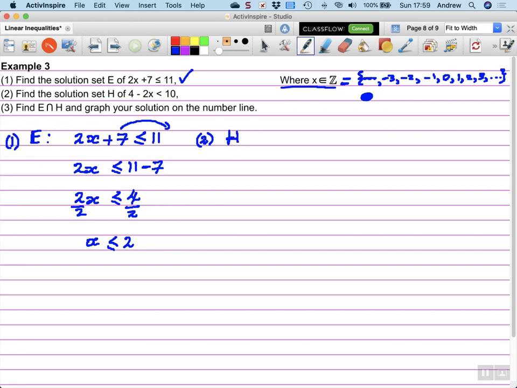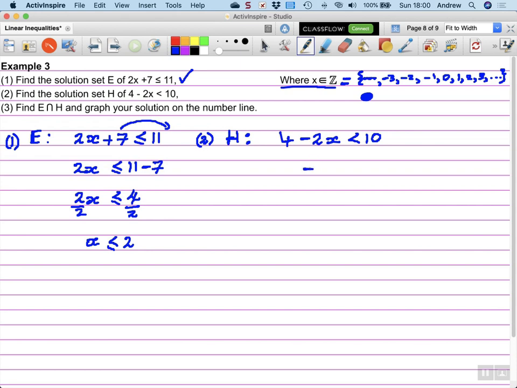And the set H is equal to 4 minus 2x is less than 10. I do apologise, I shouldn't have said equal to. I should have used a such that symbol. The set H is given by 4 minus 2x is less than 10.